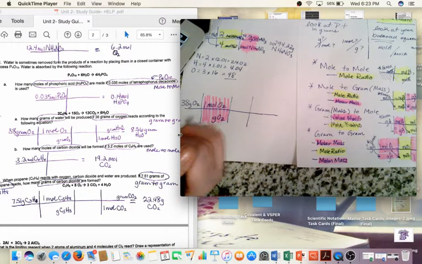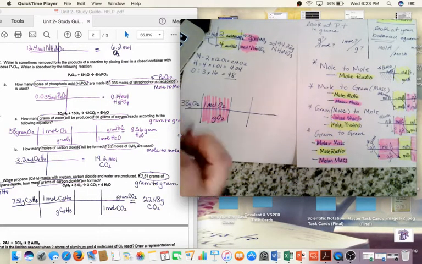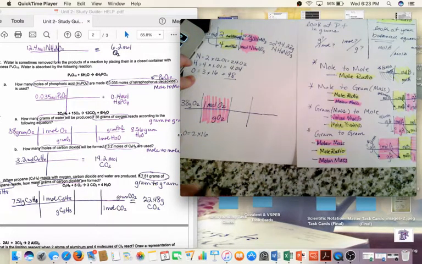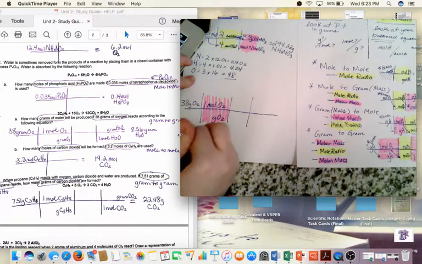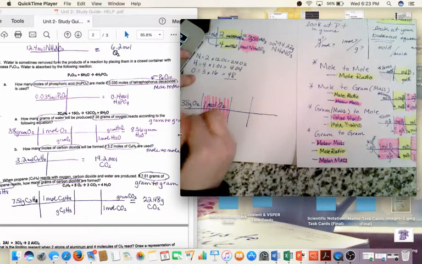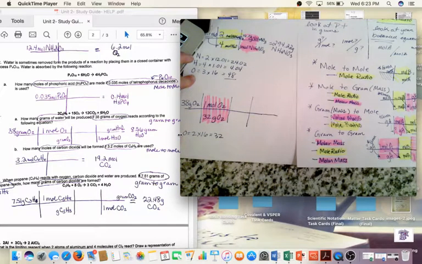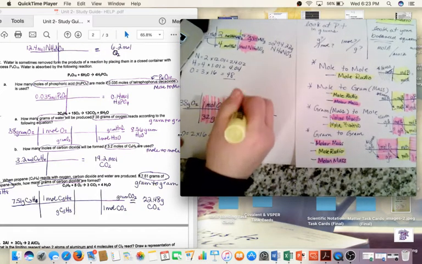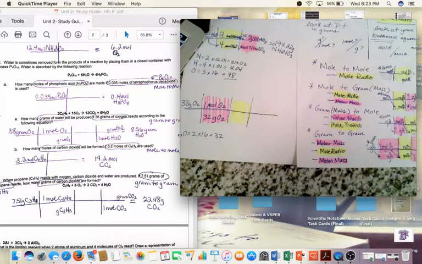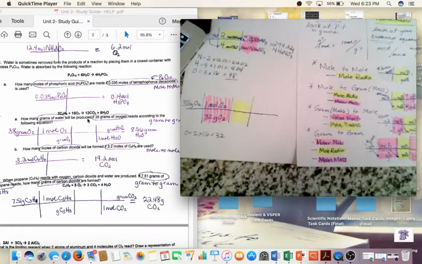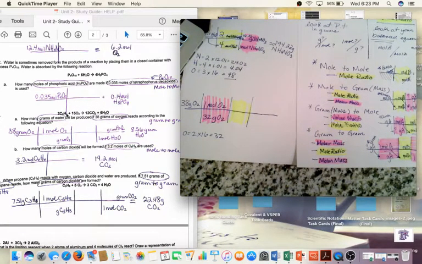So, O2, O has 16 AMU, atomic mass unit, giving me 32 grams of oxygen. Now, the next one is going to be our mole ratio. So we look at our given, our balanced chemical equation.